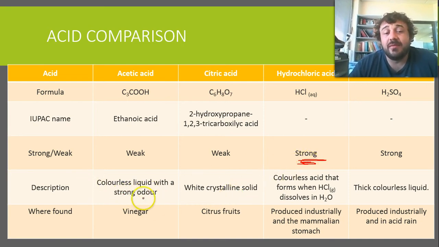Okay, so let's describe them. They've all got roughly a fairly strong odor, and they're sour to taste. So acetic acid is a colorless liquid with a strong odor. Citric acid is a white crystalline solid, so it's a solid at room temperature. Hydrochloric acid is a colorless gas.